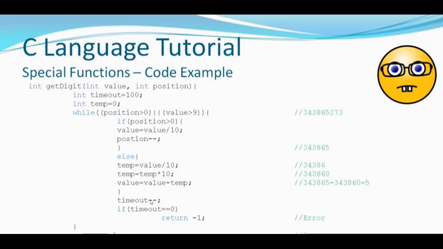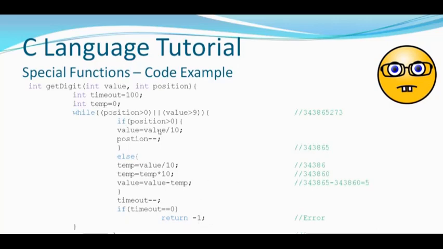The timeout I put in here because a while loop, when conditions are unfavorable, can potentially still run forever. So what we basically did is we defined a timeout, made it equal to 100, and every time the while loop cycles, it decrements the timeout by 1, and once timeout reaches 0 we will return a -1 indicating an error.